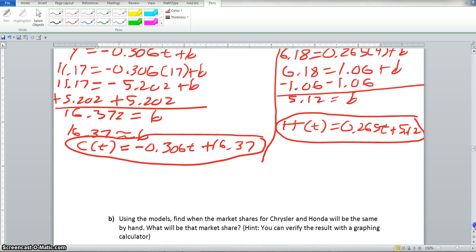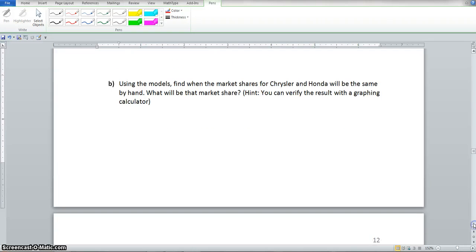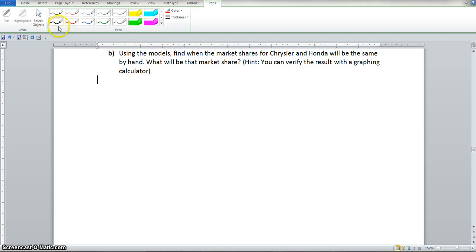Now, we go to our next problem, which is B. It says, using the models, find when the market shares for Chrysler and Honda will be the same by hand. What will be the market share? Hint, you can verify the result with a graphing calculator. So we would start off with the equation. We want to know when C of t, which is Chrysler, is equal to H of t, which is Honda, talking about their market shares.